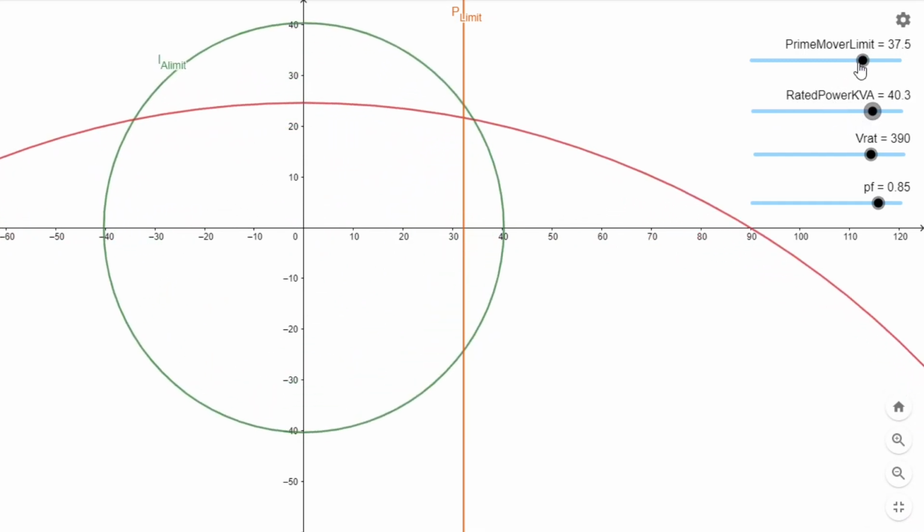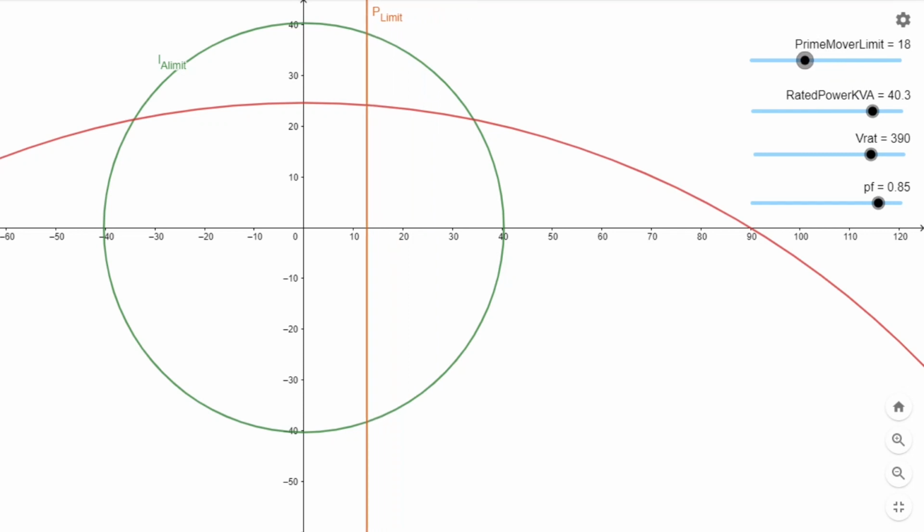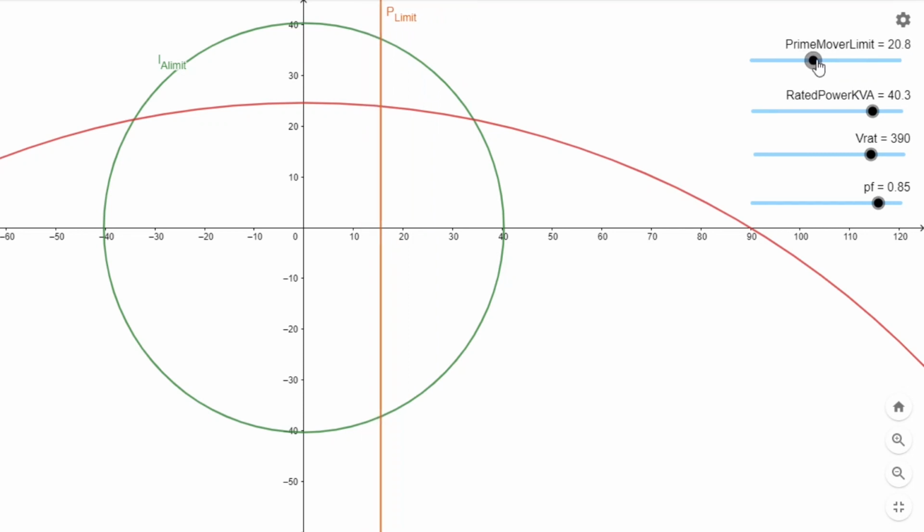And similarly, your prime mover limit is reduced. So if you have a very low powered prime mover, in this case, say 20 kilowatts, the area in which it can operate is only within this point, right? It can only operate at that level.